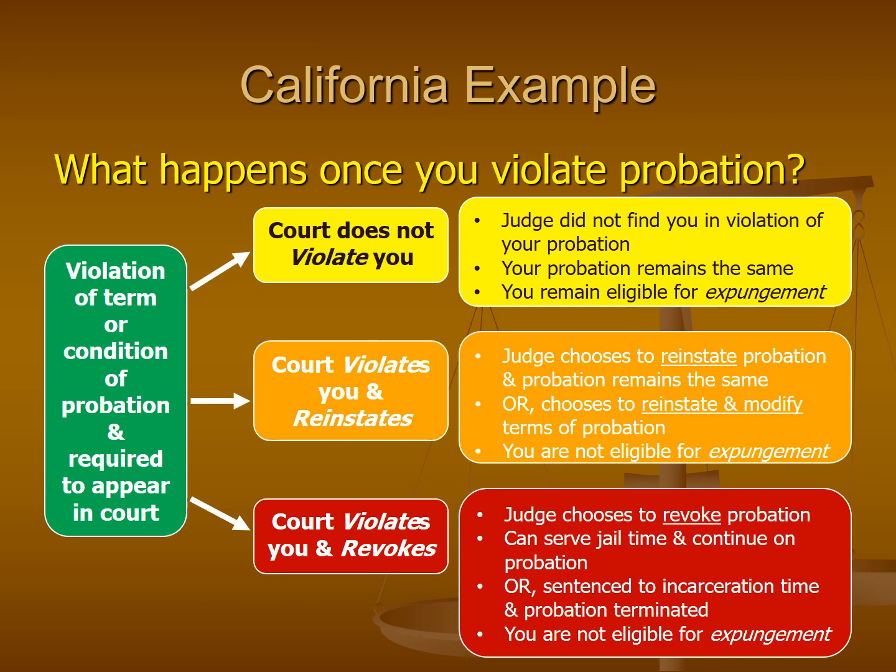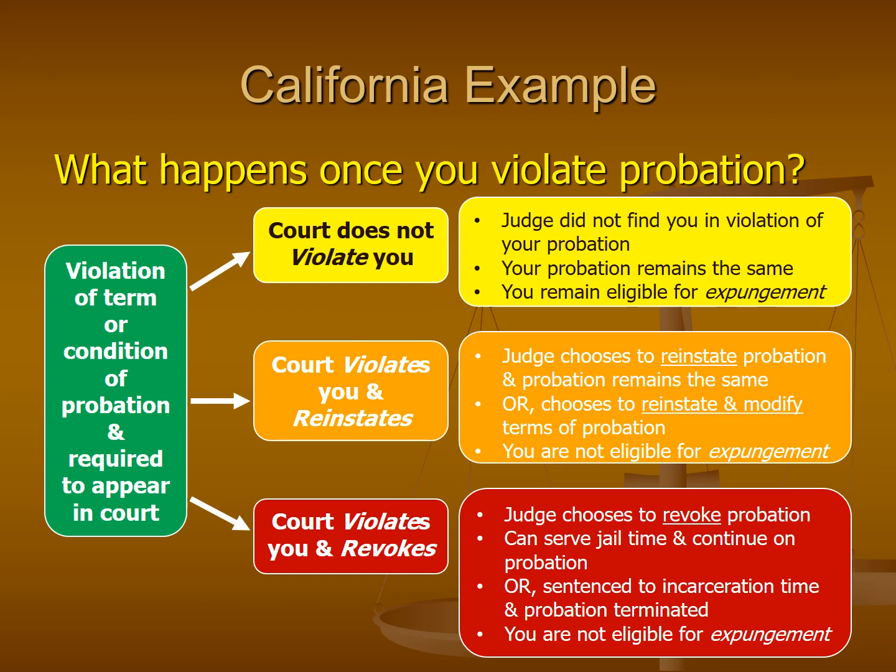Simply put, the judge does not find you in violation of your probation. Therefore, your probation remains the same. You walk out of that court and you go back to living your life with the same terms and conditions that you were living with before you walked into court. And one of the interesting things here in California is if you're able to stay in that yellow tier, even if you're suspected of a violation, you still remain eligible for expungement upon the completion of your probation term.